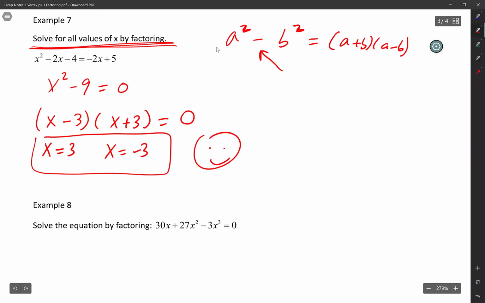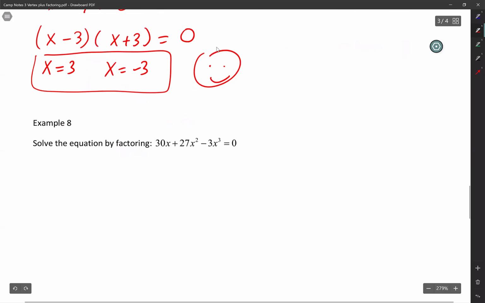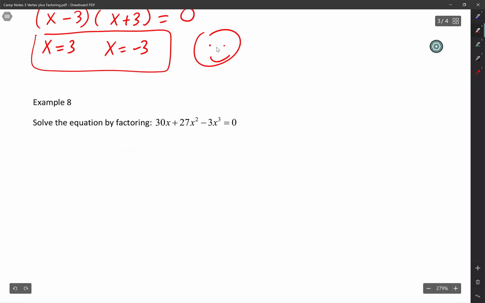All right, let's keep going. Solve the equation by factoring: 30x plus 27x squared minus 3x cubed equals 0. And maybe you're saying, Chavez, I thought you told me we're just going to be doing quadratics. Relax. Notice that all three terms have an x in them. If I factor out an x, I'm going to have a leftover expression that's quadratic. Now, the whole thing is not quadratic. The whole equation is a cubic. But I'm going to have an expression that is a quadratic.